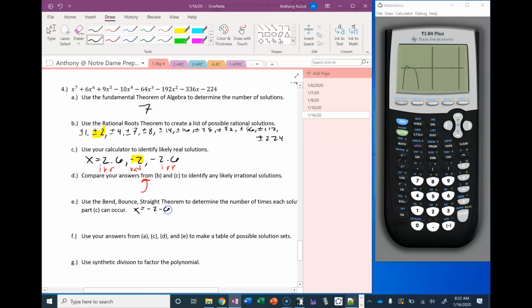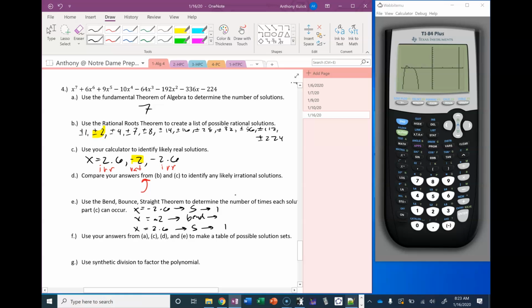So let's do the bend bounce straight. So positive 2.6 and negative 2.6 are both straights, right? Hopefully it's easy to see that. What is negative 2? It's a bend. Right? You can see how it's kind of scooping up before we get to the x-axis, and scooping down after we get past it. That's what you're looking for in a bend.